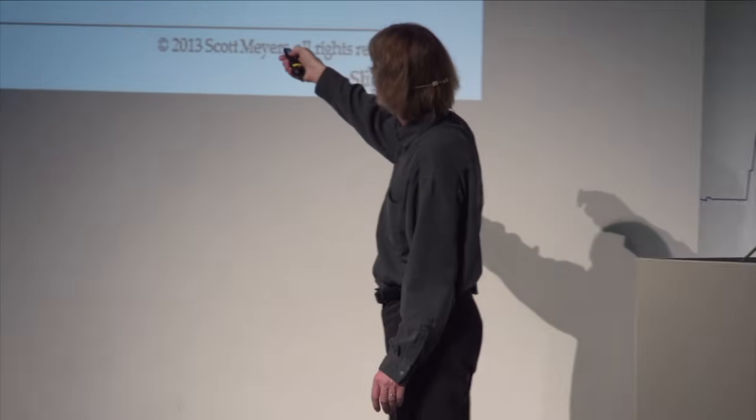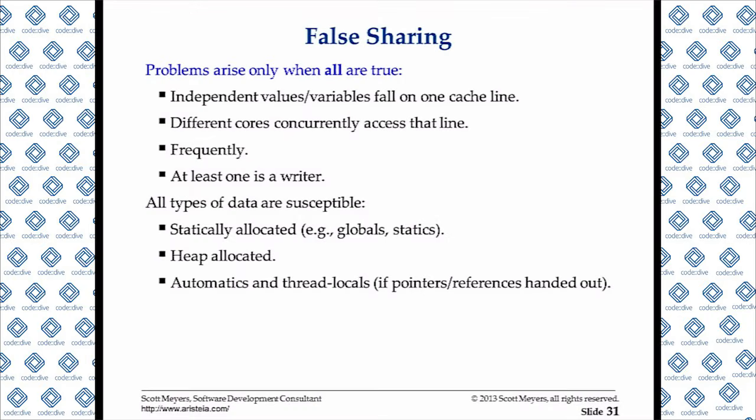Any kind of data is susceptible. For example, statically allocated data like globals and statics. Now, I realize nobody here would ever consider using a global variable, but think about the people who are not at the conference today.